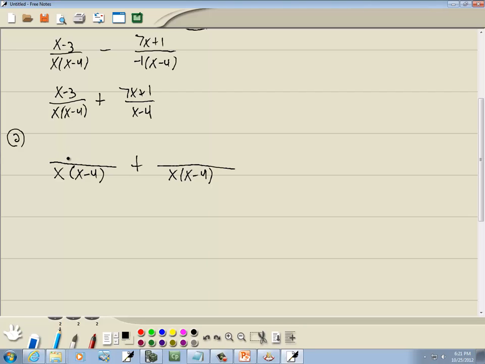Now our first fraction already has it, so we leave it alone. Now in our second fraction, we had an x minus 4. The x minus 4 is still there. The new item down in the denominator is an x, so we have to put an x up here. Whatever you multiply by the bottom, you have to multiply by the top. So that gives us x minus 3 over x times x minus 4. Plus, and I'll multiply the x through, x times 7x is 7x squared. X times 1 is x over x times x minus 4.